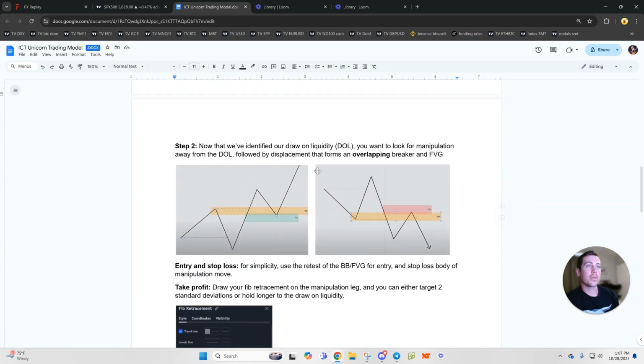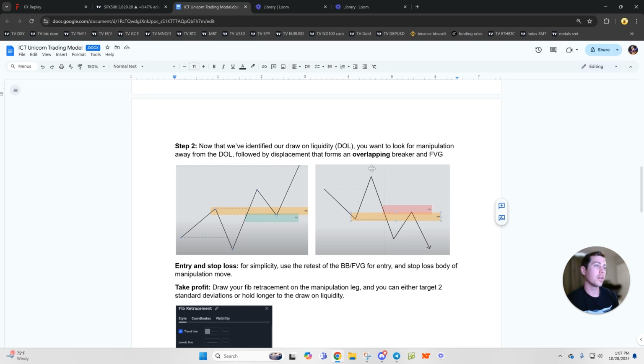And then secondly, after we have our draw on liquidity, we're looking for certain price formations. If we're looking for a bullish reversal, we want price to come down here to sweep the local lows and then shift up to the high, creating both a breaker and a fair value gap that need to be overlapping. That's going to be key. They have to be overlapping each other. And then our entry is going to be on a retest of this breaker and fair value gap, expecting continuation to the upside.